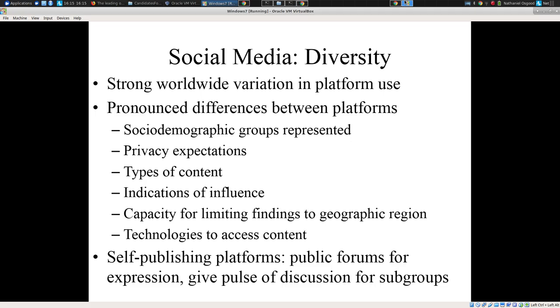Now, my discussion here stands in contraposition to the discussion in the area of Google searches. Social media, in contrast to Google searches, are much more fragmented. There's real variation worldwide in platform use. So a very large set of population worldwide is on WeChat, for example, in Chinese-related and Southeast Asian-related spheres, sort of Asian markets. Viber is quite big in the South Asian community, as I understand. QQ chat, also quite large in Asia. And there are pronounced differences between the platforms in terms of socioeconomic groups, privacy, types of contents, et cetera.